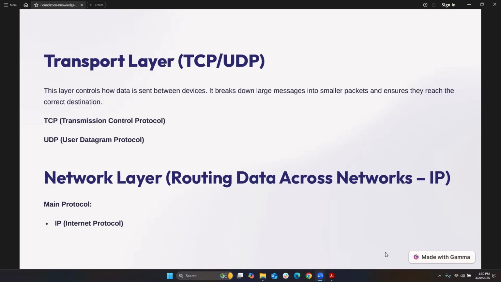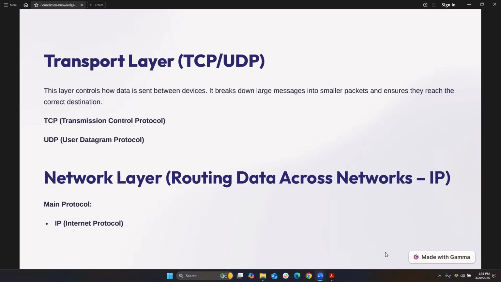So where is TCP used? It is used in web browsing for HTTP and HTTPS, in file downloads, which is FTP, in emails, which is SMTP, and also in video conferencing when reliability is required. For example, imagine we are downloading a file. TCP makes sure that every piece of the file gets downloaded correctly. If a packet is missing, TCP will request to resend it to complete the file.